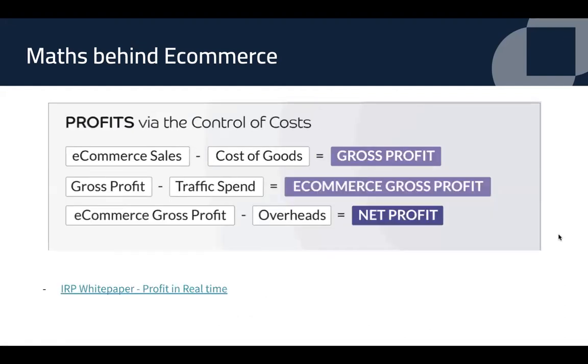The next slide in relation to the maths behind e-commerce is really around profits and controlling our costs. So you'll see the calculations that we use. Obviously, gross profit, very similar to offline businesses, is your sales minus your cost of goods. Something that we talk about quite a bit and try to control in the best way possible, and it relates to the service marketplace and service provider performance, is e-commerce gross profit, or within the platform, you'll see it referred to as EGP, and that's basically your gross profit minus your traffic spend. Then whenever you take your overheads from your e-commerce gross profit, that's your net profit. And obviously, everyone's aim is to try and make as much net profit as possible.